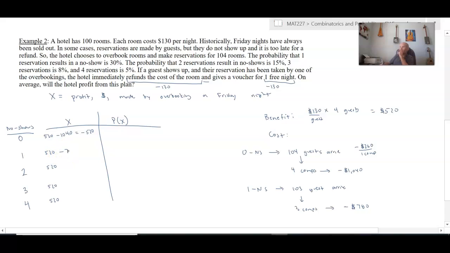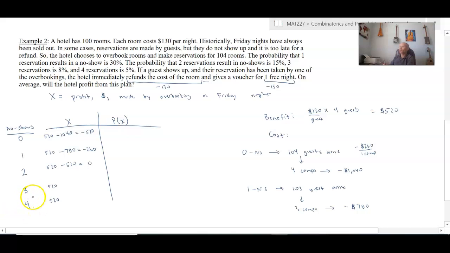So now we have to subtract 780 from that. Right? So they're going to refund 3 people $130 and give them an extra $130 to come back and stay. And that's going to cost them $260 in net. Now, if we have 2 no-shows, well, that's 102 guests arrive. It's going to be 2 comps at $260 each, which means they're going to have to pay out $520 and they're going to break even, exactly even.